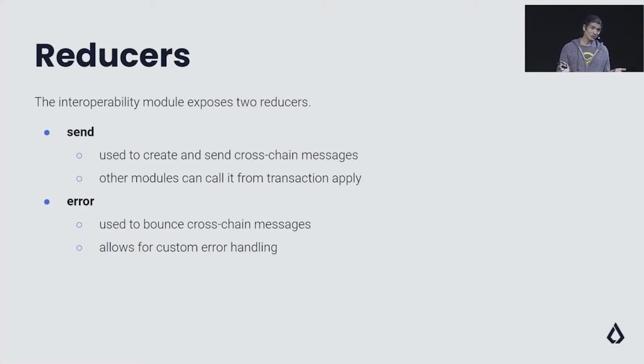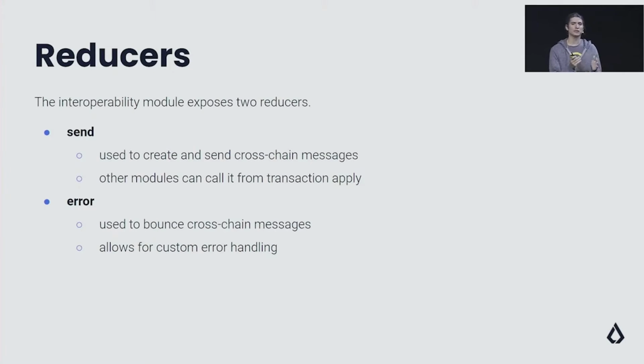The interoperability module exposes two reducers. Here, what we wanted was to streamline the creation and processing of cross-chain messages as much as possible. The idea basically is that other modules can call these two reducers to run the logic that they want to define around interoperability. In particular, the send reducer is used to create and send cross-chain messages. And as I mentioned, other modules can just call it from transaction apply to spawn a cross-chain message and append it to the outbox automatically.